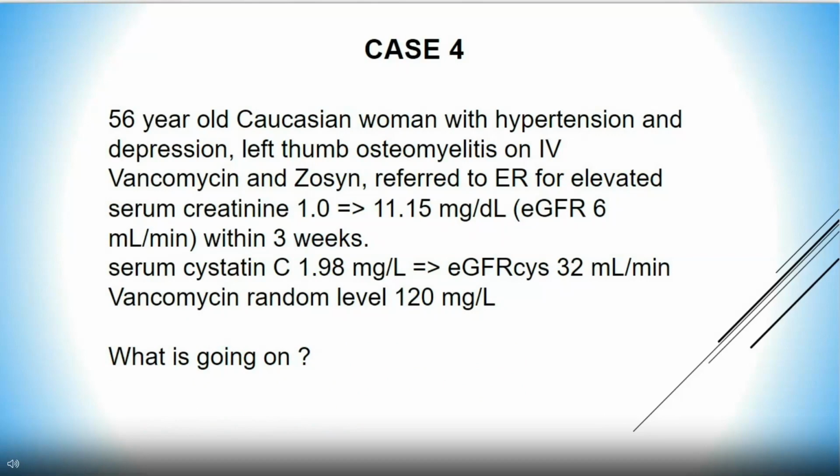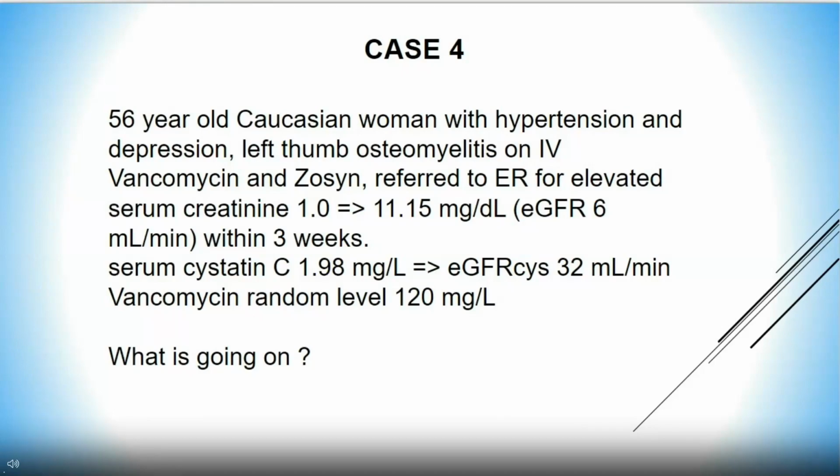Case 4 is a 56-year-old Caucasian woman with hypertension and depression who presented with osteomyelitis of her left thumb, treated with IV vancomycin and Zosyn, and who was admitted with acute kidney injury. Her serum creatinine went from 1.0 to 11.15 within 3 weeks. So her GFR with a creatinine of 11 is only 6 milliliters per minute. The serum cystatin C is checked and it's 1.98, leading to an eGFR cystatin of 32, so quite better.